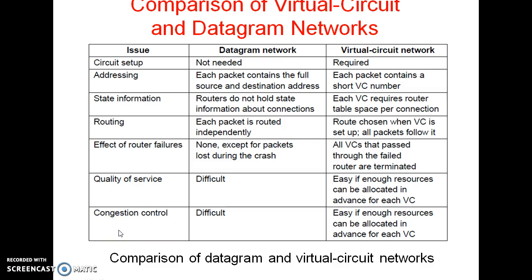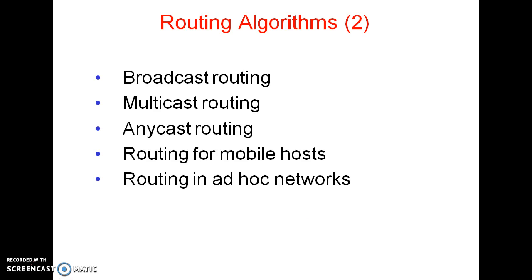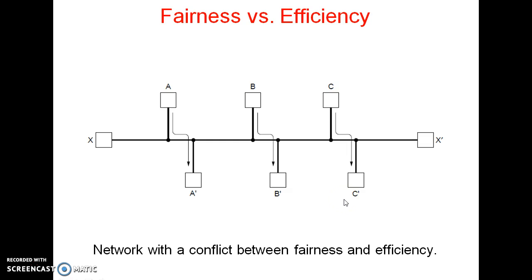The next is congestion control. It is difficult in datagram network, whereas it is easy if enough resources can be allocated in advance for each virtual circuit. These are the routing algorithms which we already discussed in our previous video. Some of them are optimality principle, shortest path algorithm, flooding, distance vector, link state routing, routing in ad hoc network. There is broadcast routing, multicast routing, anycast routing, routing from mobile host, routing in ad hoc network.